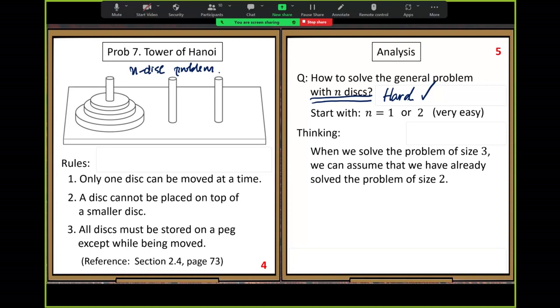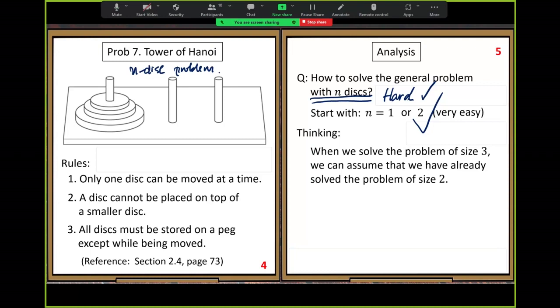Let's use our recursive thinking, the recursive thinking we used in the factorial problem. When we need to solve a problem of size 3, we assume we already have the solution of the subproblem with size 2. Because we can do it easily. So that assumption has no problem here.